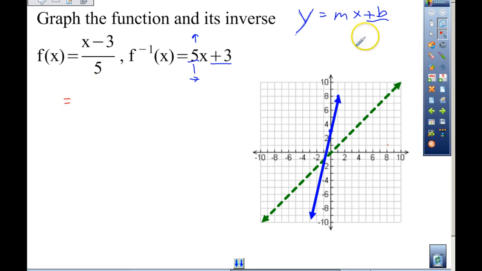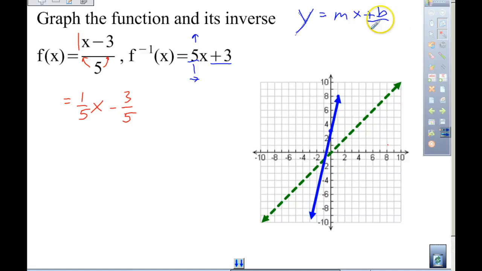It's not in the slope-intercept form, so do all the normal steps to get it into slope-intercept form. Divide that by 5, divide that by 5, distributive property. Remember, it's like a 1 right here. So that's 1/5 x minus 3/5. All right. Go ahead and graph that.